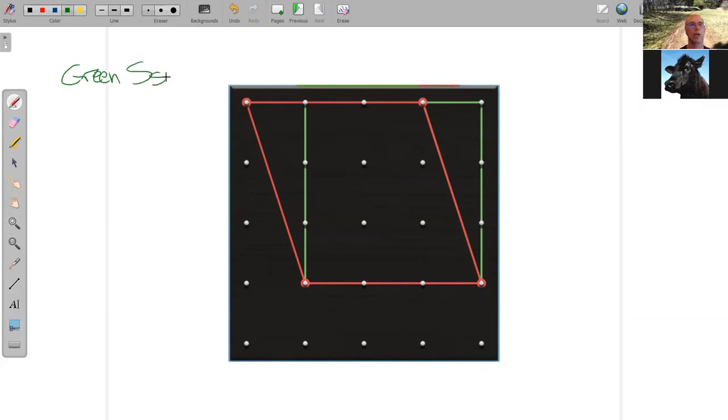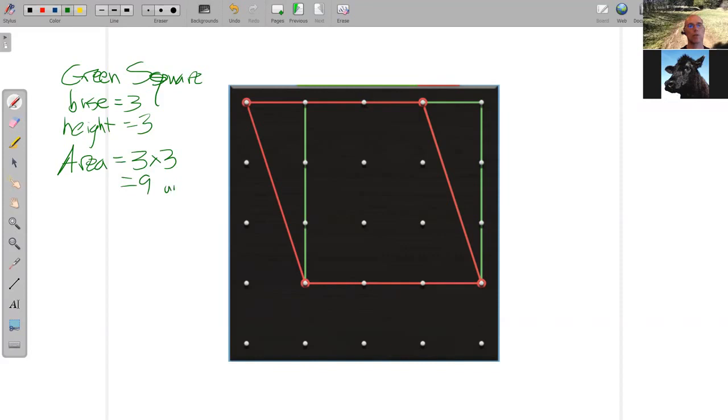The green square has a base of 3 and a height of 3. And so its area is going to be the 3 units times the 3 units, which is going to give us 9 square units, which sometimes we write as units squared. And it's the units that are squared, not the 9. There are 9 individual squares living inside that green one.